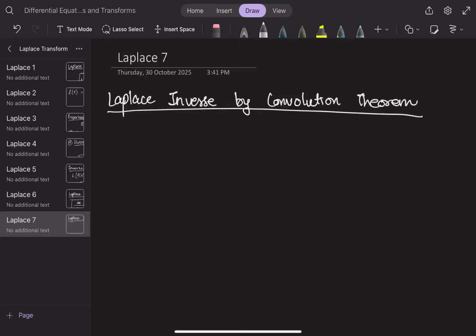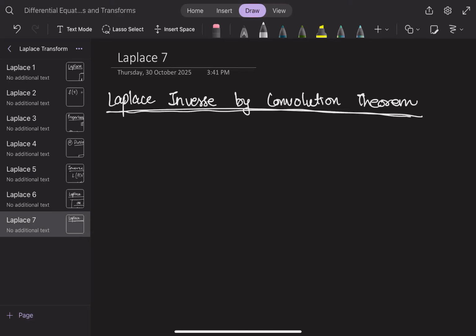Hey guys, this is the last topic in your Laplace transform chapter. This is another method to find the Laplace inverse. Sometimes the question will specify if you need to use partial fractions or the convolution theorem, so we need to know both the methods.